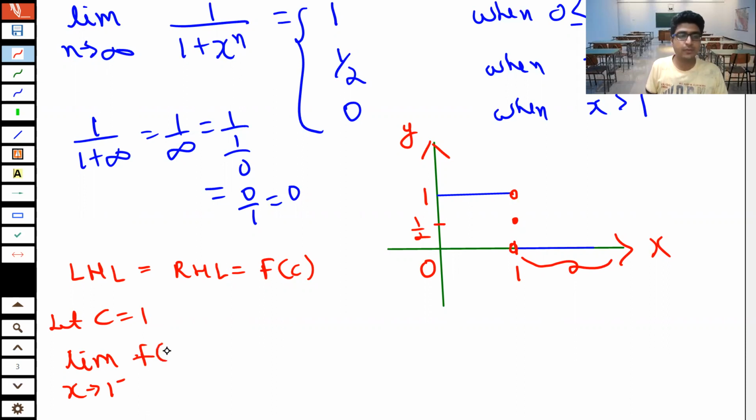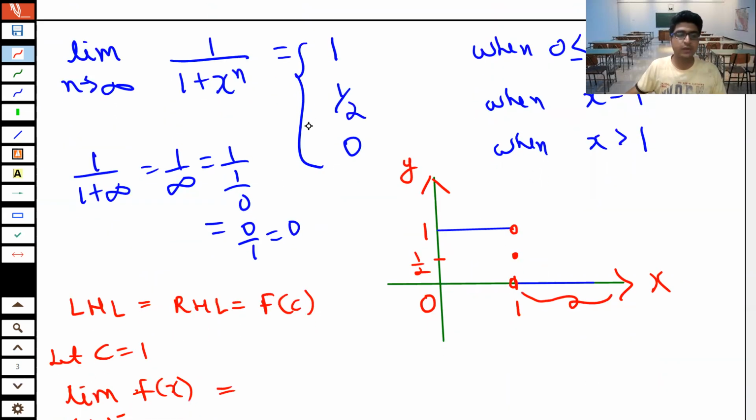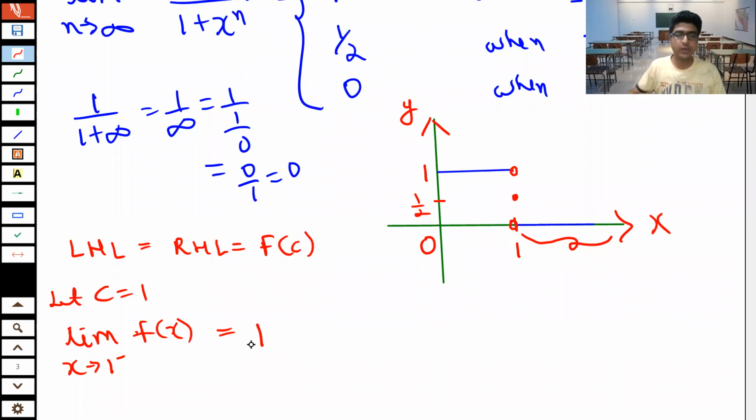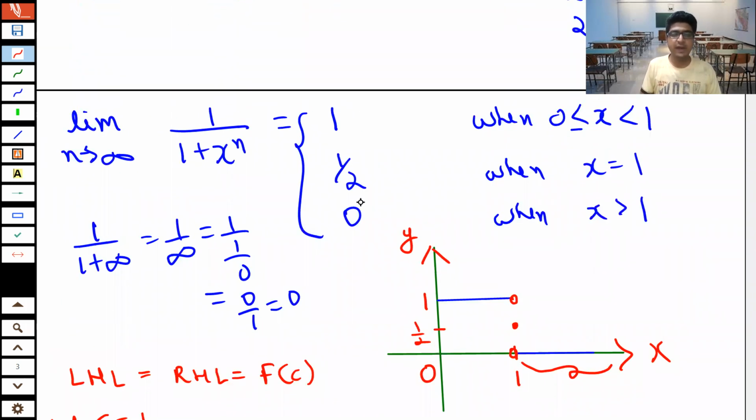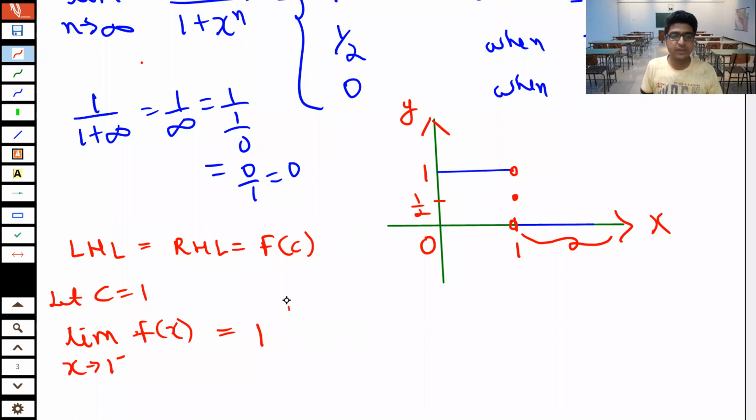For any number less than 1, the value is equal to 1. So directly it is equal to 1, because these three values are nothing but the value of the function, f(x). It is equal to 1 when x is a fraction between 0 and 1. For exactly 1, it is equal to half, and for more than 1, equal to 0. So this is the left hand limit.